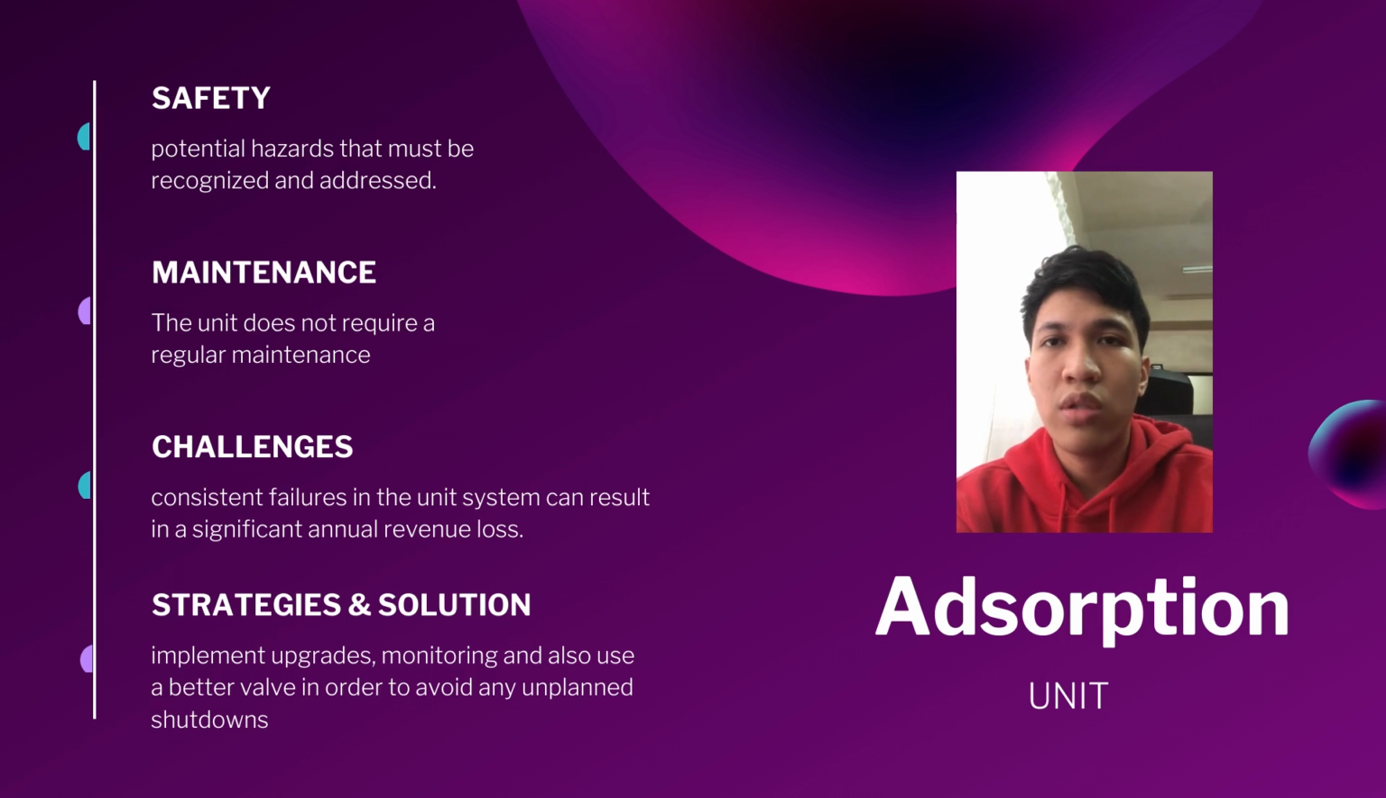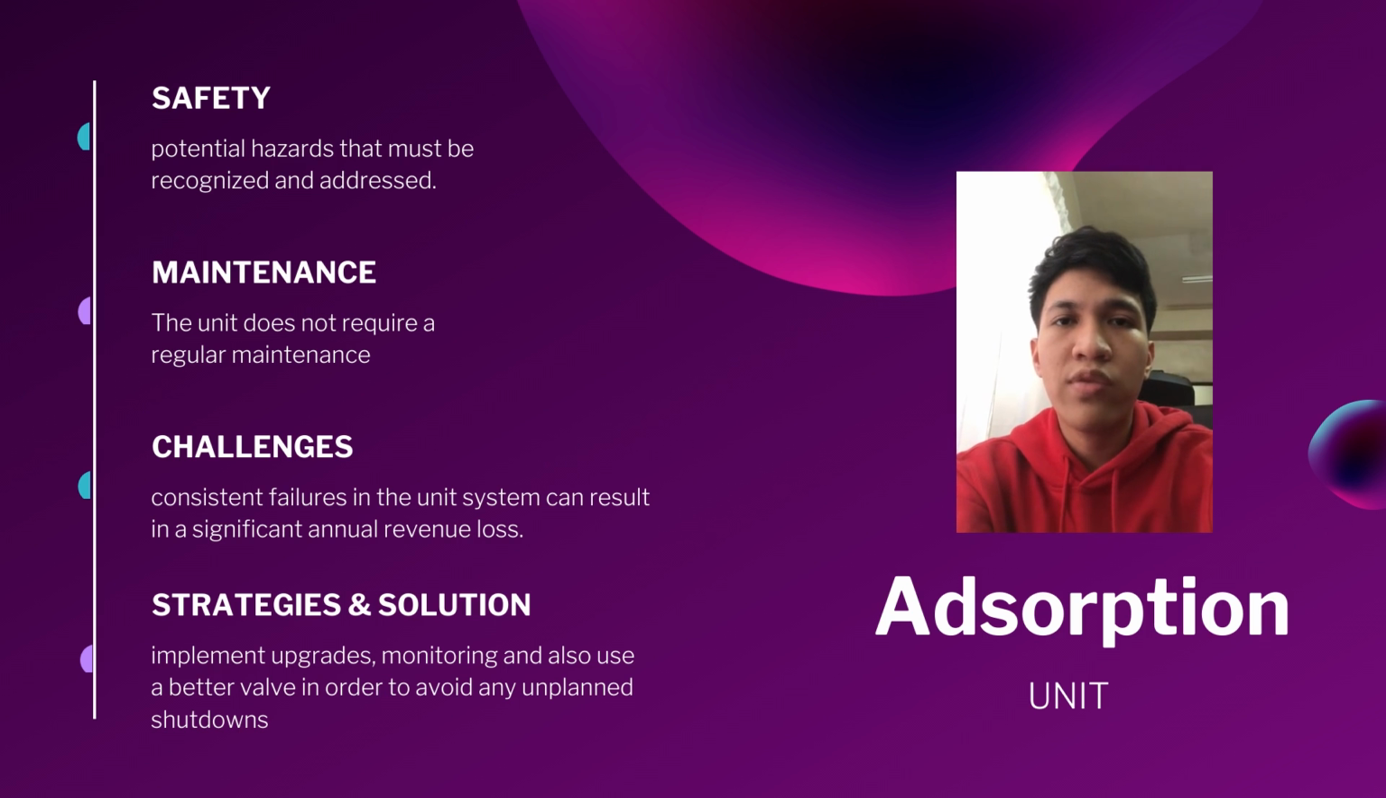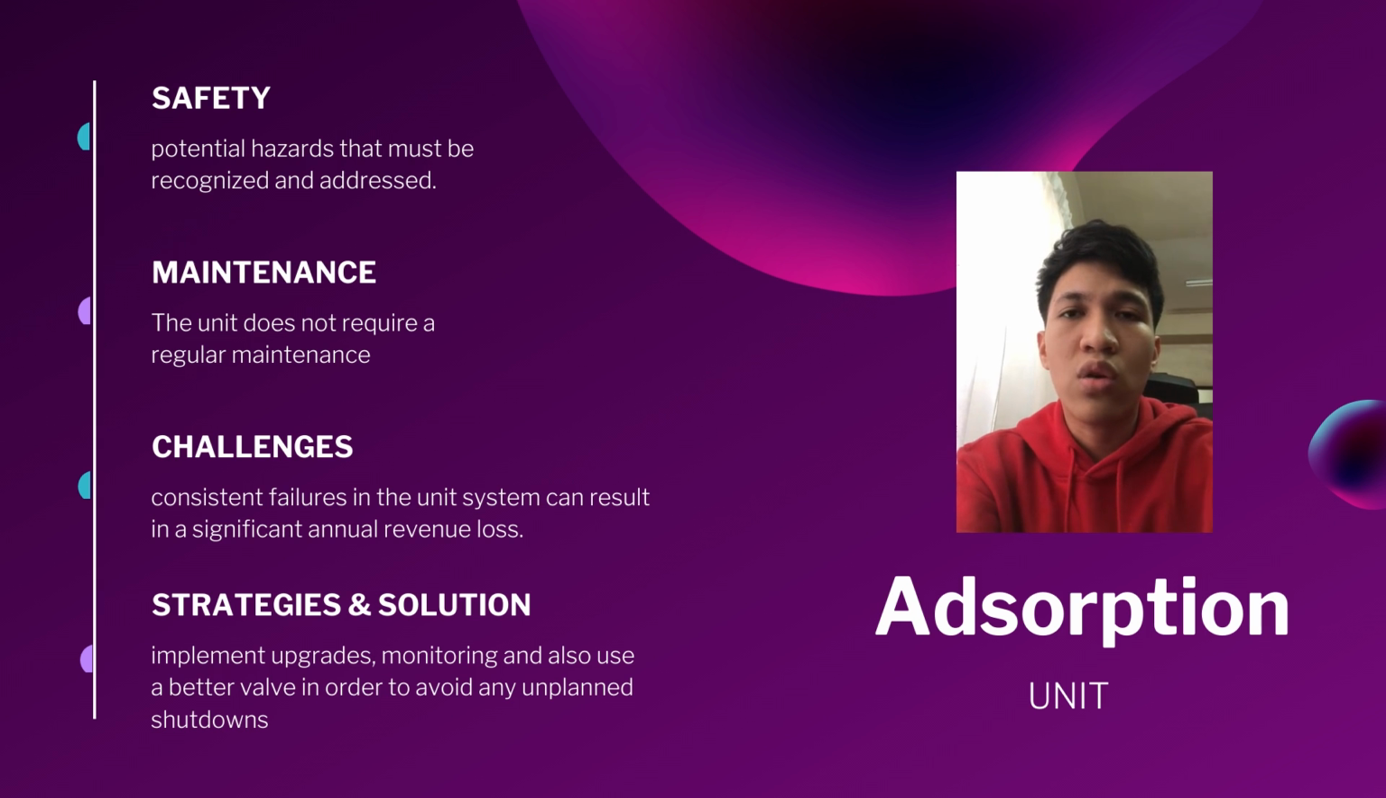I will also touch on the safety of the unit. Just like many present-day processes, this unit has some degree of potential hazard that must be recognized and addressed. The PSA unit does not need regular maintenance. However, a consistent failure in the unit system can result in a significant annual revenue loss. Therefore, we came up with some strategies and solutions to prevent this from happening. We suggest implementing upgraded monitoring and also using a better valve in order to avoid any unplanned shutdowns that will significantly affect the maintenance costs.